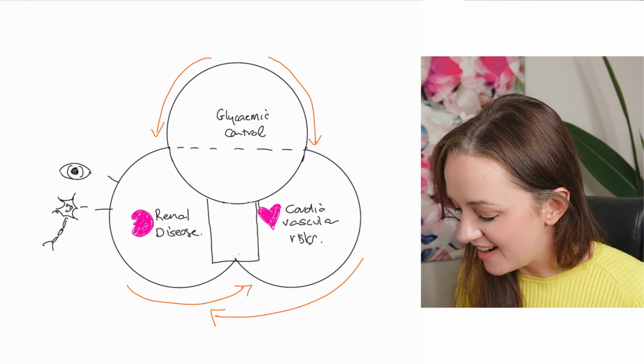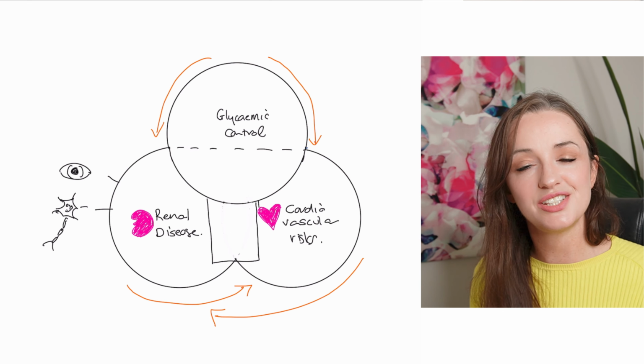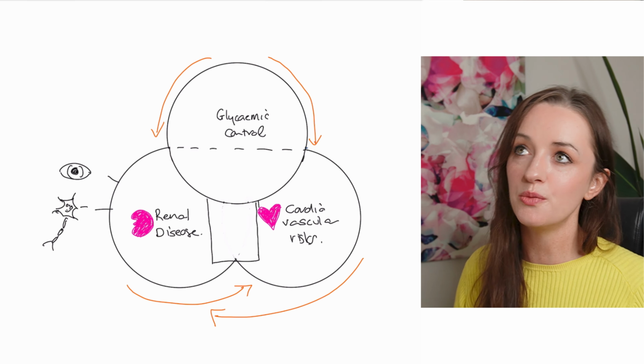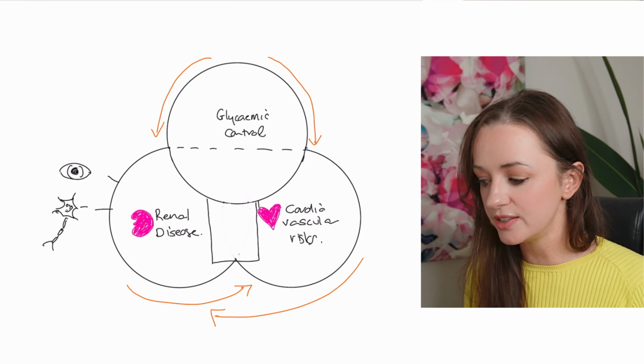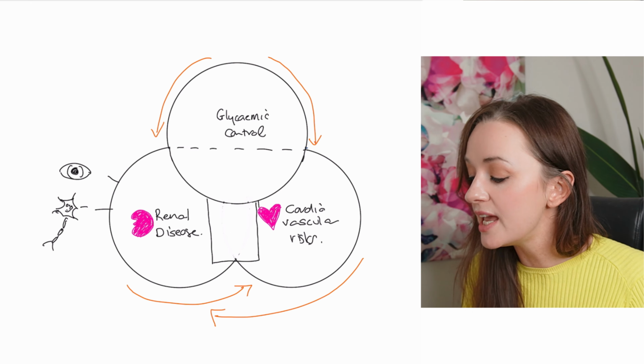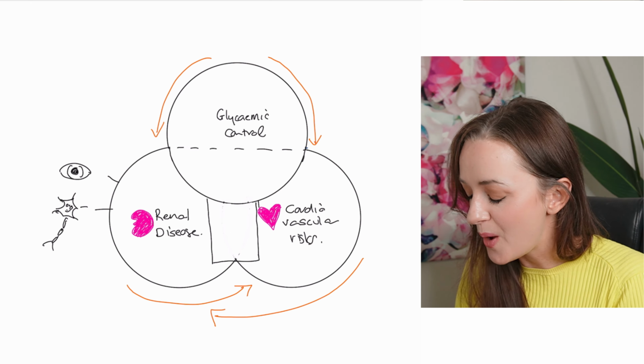But also cardiovascular risk factors are risk factors for renal disease, so hypertension, smoking, obesity, they can all put pressure on the kidney as well. And so everything's all interlinked here on this diagram. And so it's any wonder that the drugs we use have overlapping functions as well.